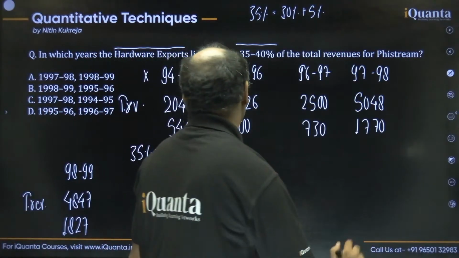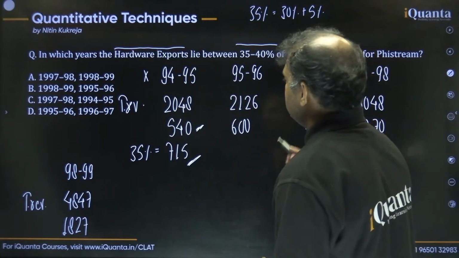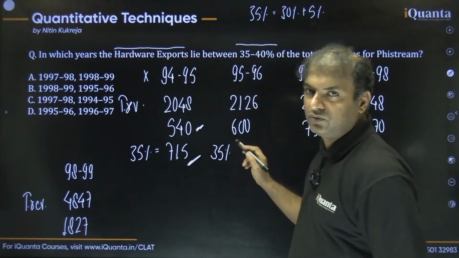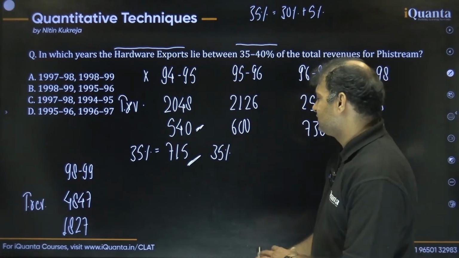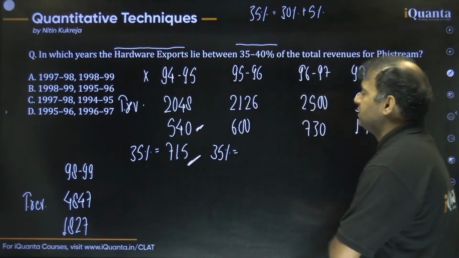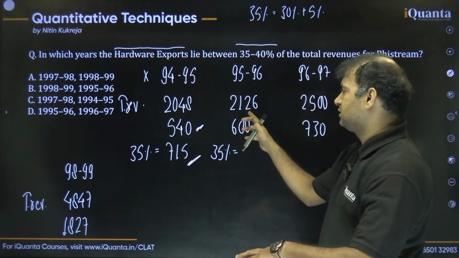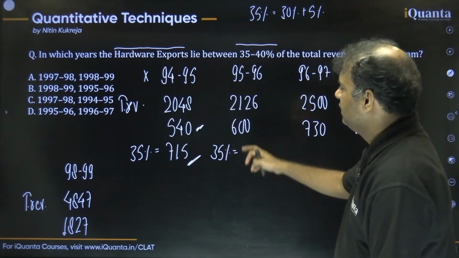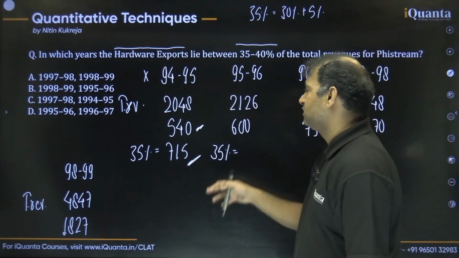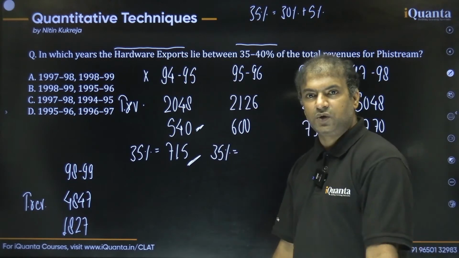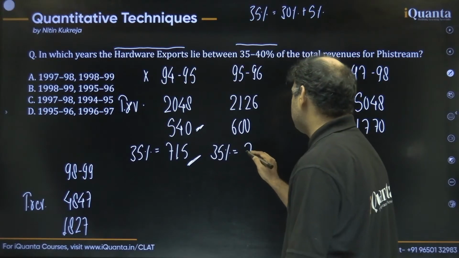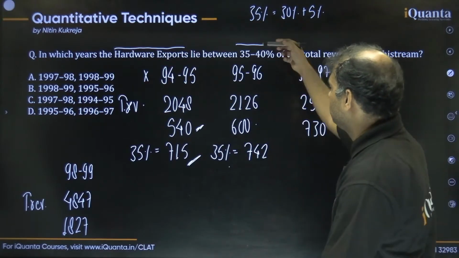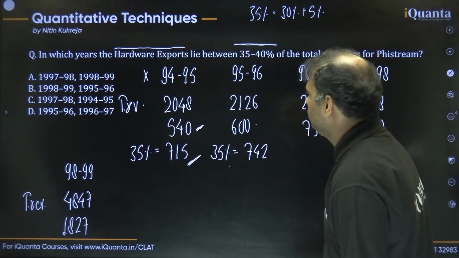Let's work on the next year, 95-96. The total revenue is 2126. Let's see what is 35% of this total revenue. Let's again do the same thing, 30% plus 5%. Now guys, 30% of this is 636, which is more than 600, so we don't even need to check further. 30% is 636 and 5% is 106, so 636 and 106 is approximately 742. Obviously 600 is less than 35%, so this also cannot be in the range of 35 to 40%.